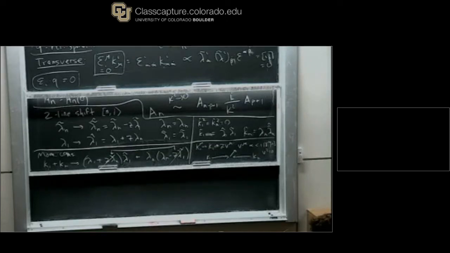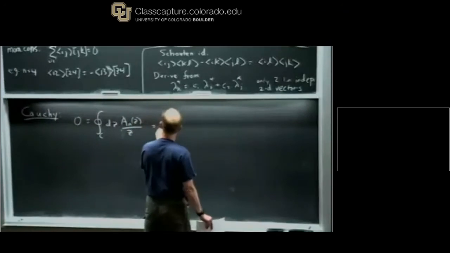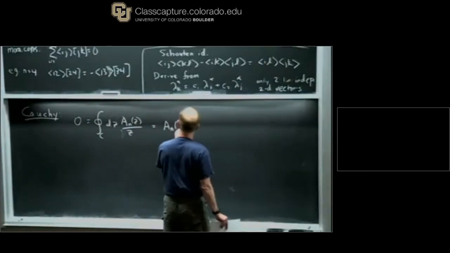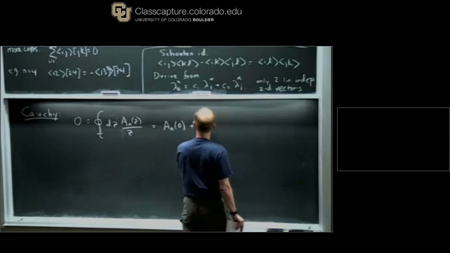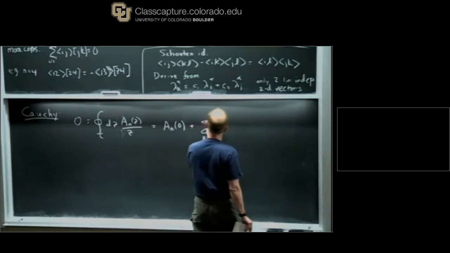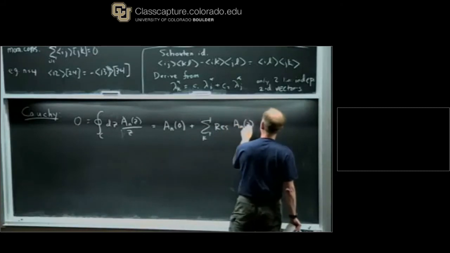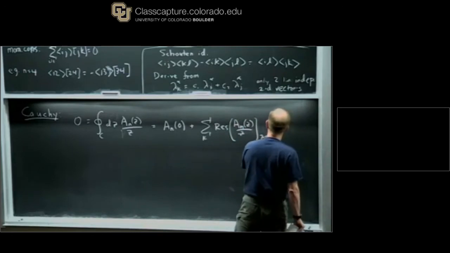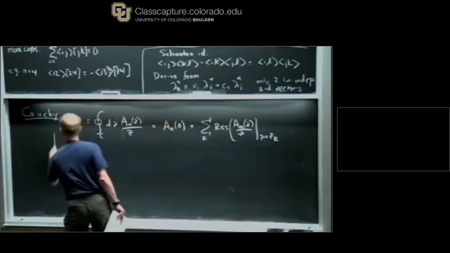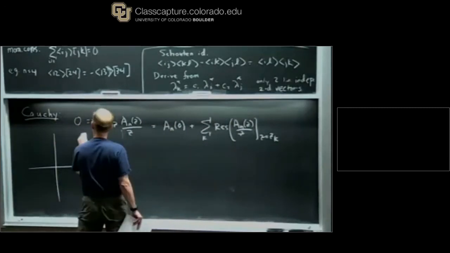So what we're going to do is write down 0 is the integral dz of A_n(z) over z. And we would like this to be A_n(0) plus a sum over k of the residue of A_n(z) over z at z equals z_k. The picture that goes along with this is that here's the z-plane.